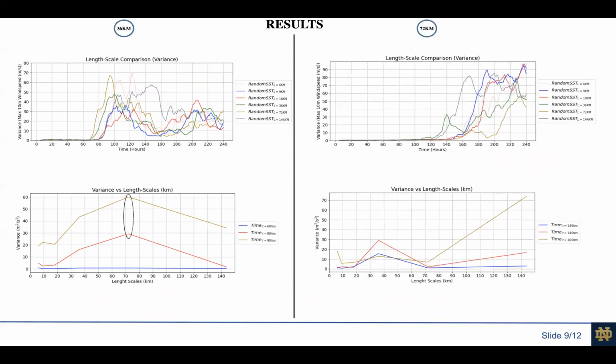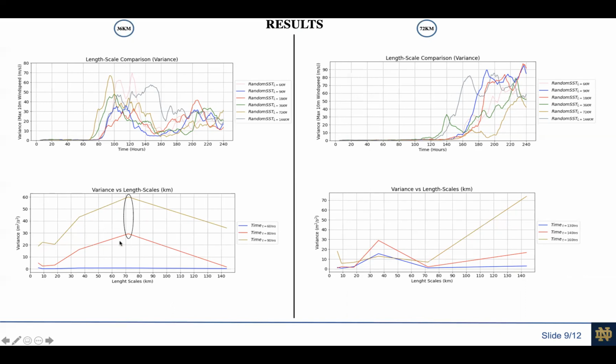Now, for a mid-sized storm of 72 kilometers, we can see that these variances are not consistent here. This period of maximum variances is not seen here. A plot of these variances versus length scale for a mid-sized storm of 72 kilometers shows a double peak, one for a length scale of 36 kilometers and another here for a length scale of 144 kilometers.